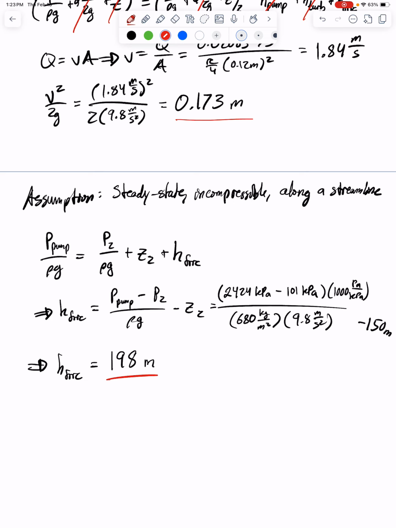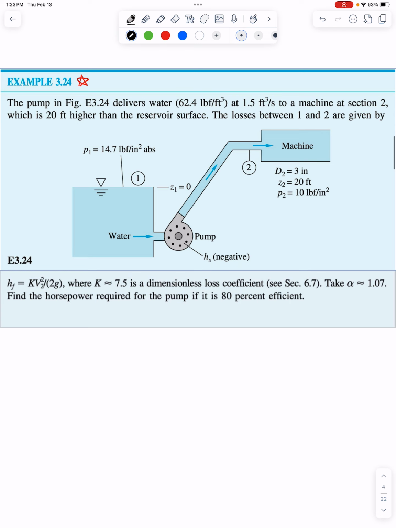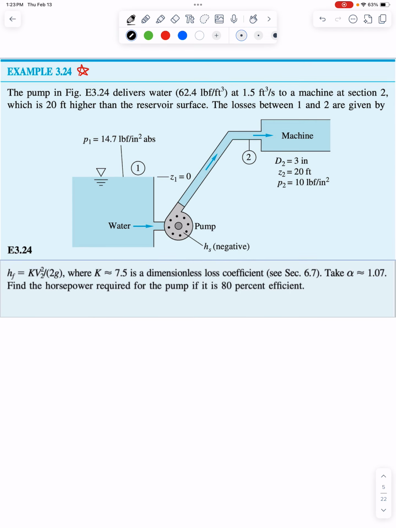Okay. If not, we're going to do the same concept, but for a different problem. Let's go back to water. So in this example, we have a pump, and the pump is delivering water from a reservoir to a machine that needs it. The pump delivers this water at a volumetric flow rate of 1.5 cubic meters per second. We're told the machine is located 20 feet higher than the reservoir surface, I should mention.